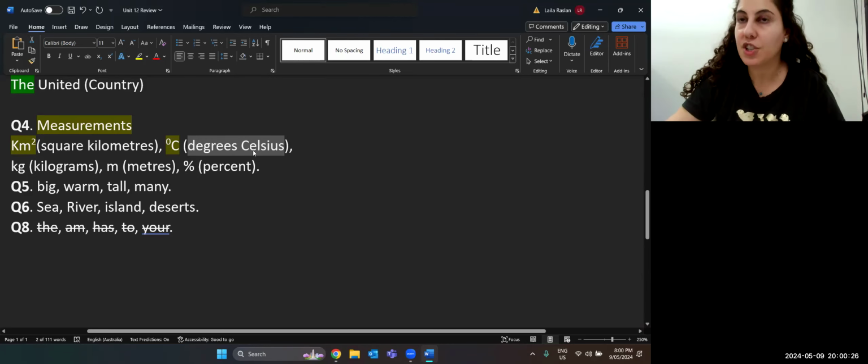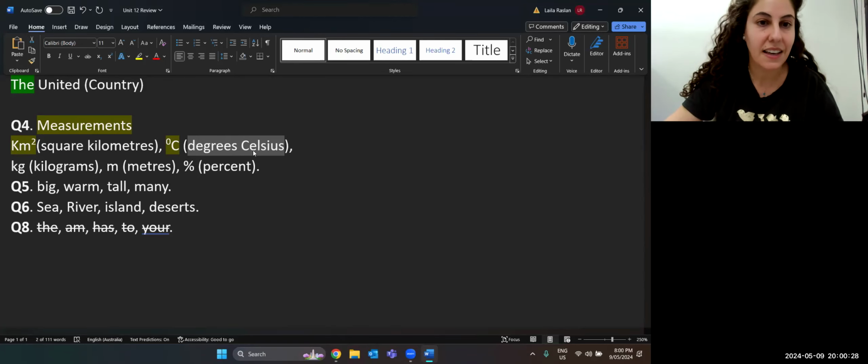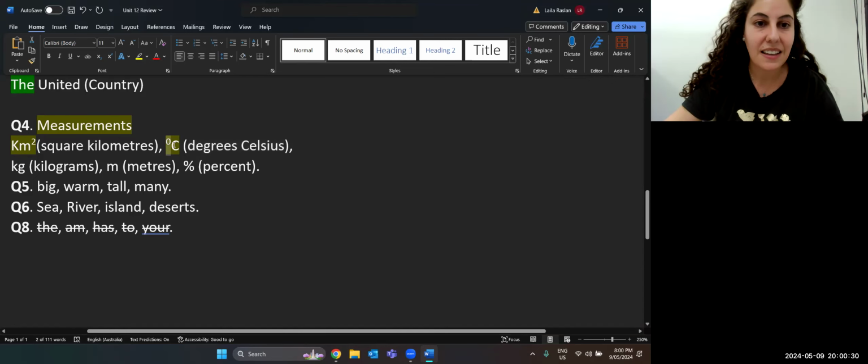And we're talking about temperature. How hot is it? How cold is it? So this one tells us if something is hot or cold, the temperature.